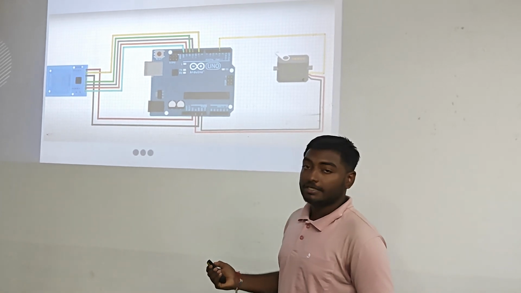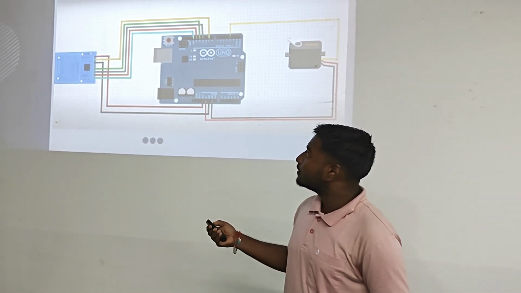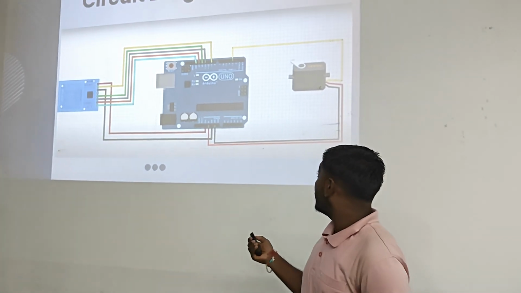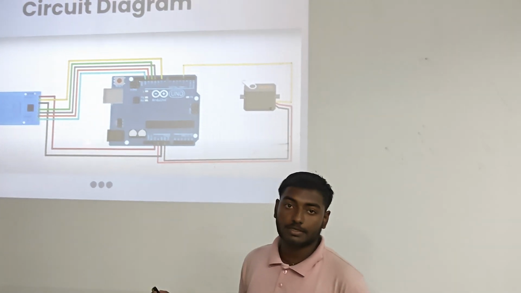Here, the key connections are given. RFID's power pin is provided 3.3 volts, and for the servo motor's power we have also provided 3.3 volts.